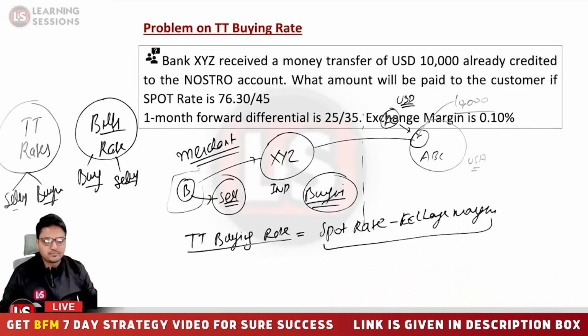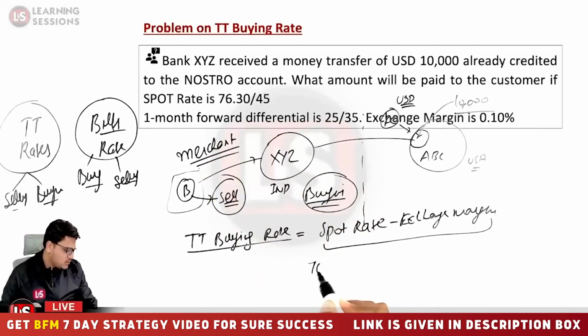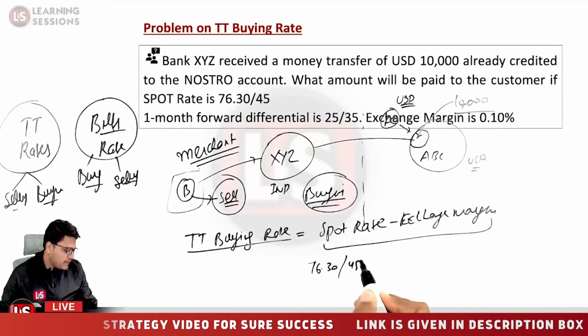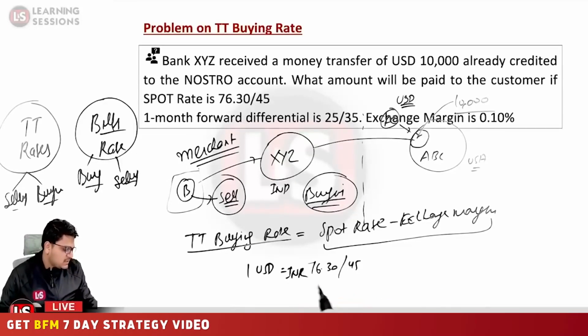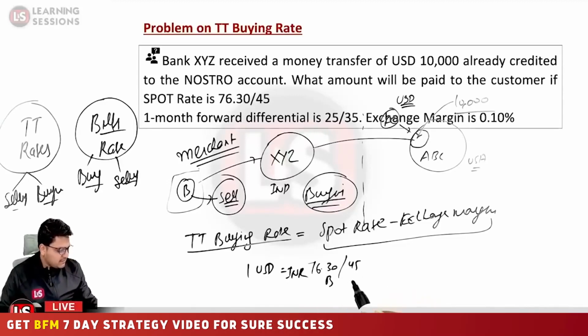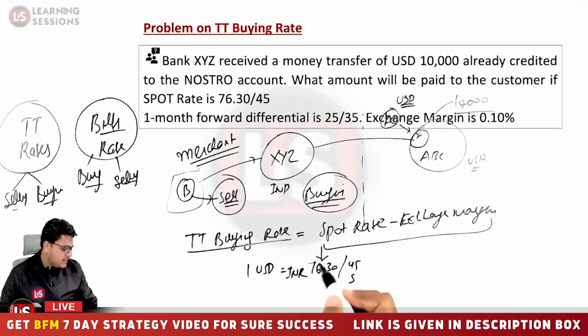Is that clear? So the exchange margin is to be subtracted from the spot rate. Now what rate shall be quoted? The spot rate is given as 76.30/45. Now 1 USD is equal to INR 76.30, which is the buying rate, and 76.45, which is the selling rate. Now we will be considering the buying rate over here.